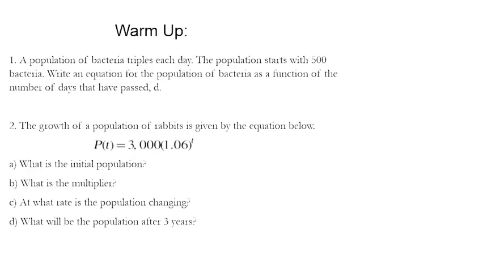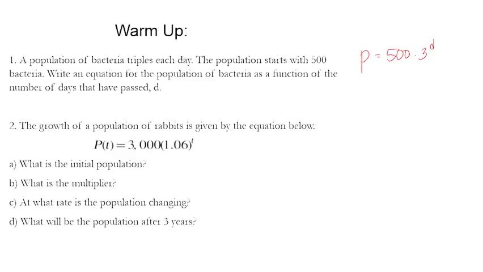So we're writing an equation and we're told that the bacteria triples each day and that the population starts with 500. So if you recall, when we were looking at these previously, our population would be equal to 500, that's our initial amount. And then remember, we're going to multiply that 500 by 3 each day. So D would be the number of days that go past. So we'd have 3 raised to the D power.